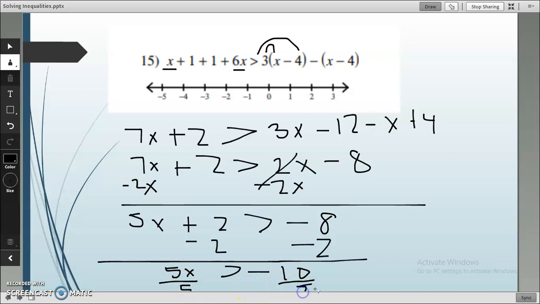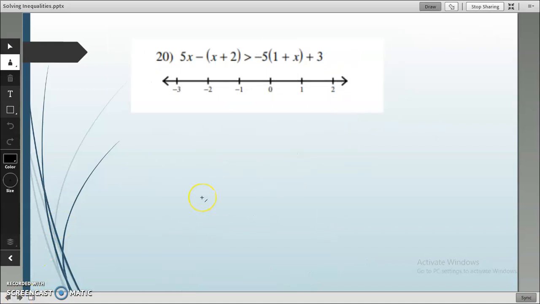And I'm sorry I ran out of space. I really tried hard, guys. I get x is greater than negative 2. Inequality sign did not flip. So I have negative 2. I'm going to put an open circle at it. Greater than is everything to my right. All right, next one.